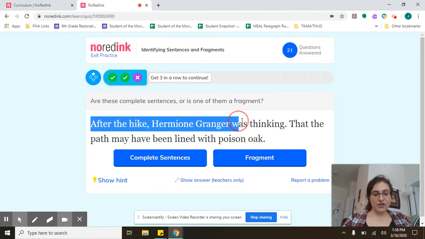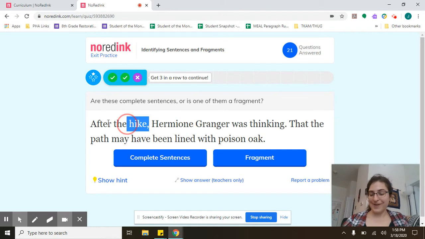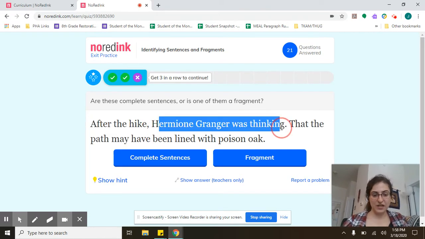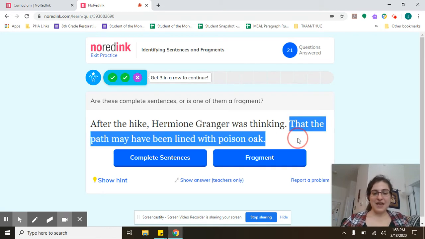So, "After the hike, Hermione Granger was thinking." This is going to be a full sentence. "After the hike" by itself doesn't work, but because it's connected to "Hermione Granger was thinking," we know that's a full sentence. "That the path may have been lined with poison oak."